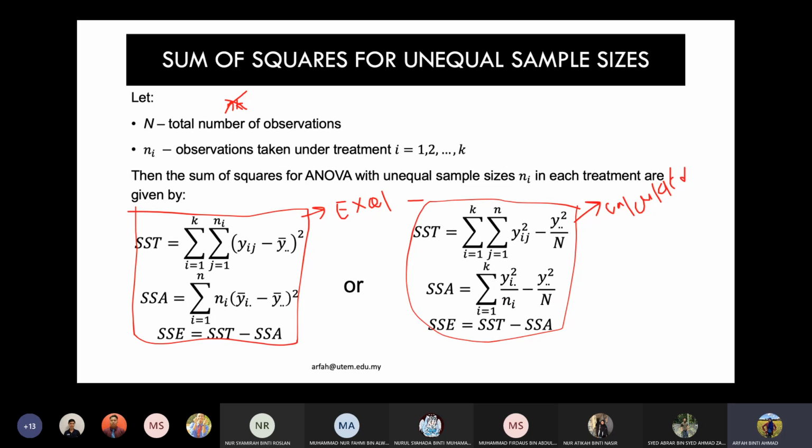Sebab sebelum ni student-student before this dia orang exam face to face kan. So mana boleh guna Excel. That's why the best is to use this formula in calculating one by one. Dia orang kena develop Anova table tu by using calculator, kira SSA, SST tu, kira MSA, MSE and so on. Okay. But for your case very different sebab kita dah belajar online. So akan guna Microsoft Excel, which is much more simple. With only one click, you can get the Anova table and all the summation and so on.